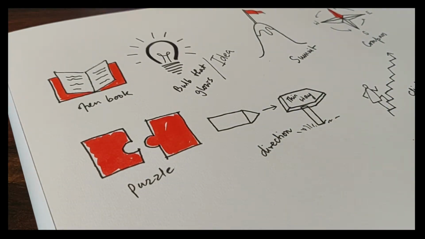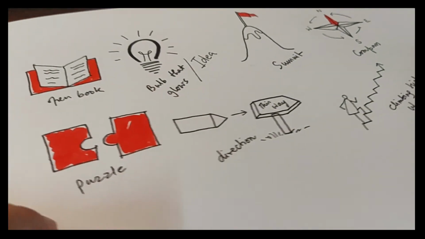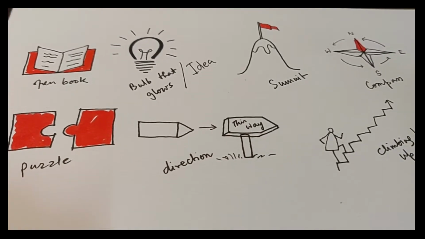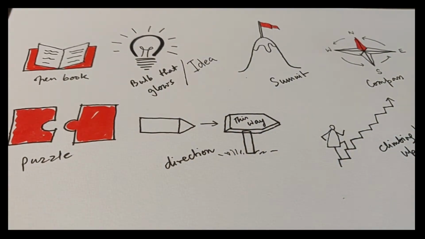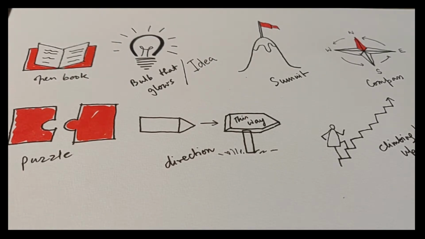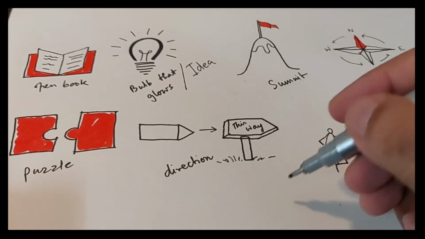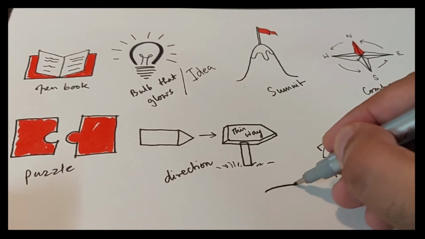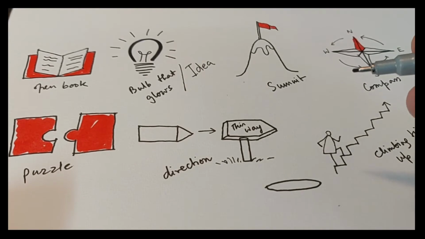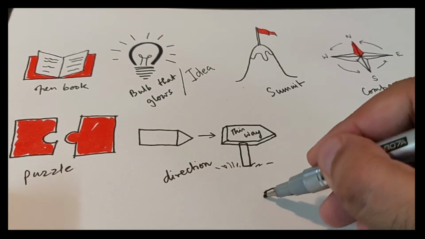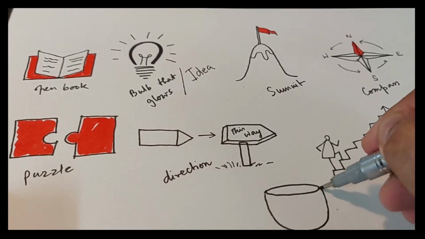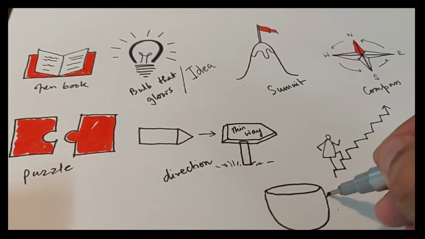Our next one, we will do a coffee break. What do we require? We require some coffee and a cup, right? So let's see how we create a coffee mug. We create an oval or an ellipse. We create a U, a C.